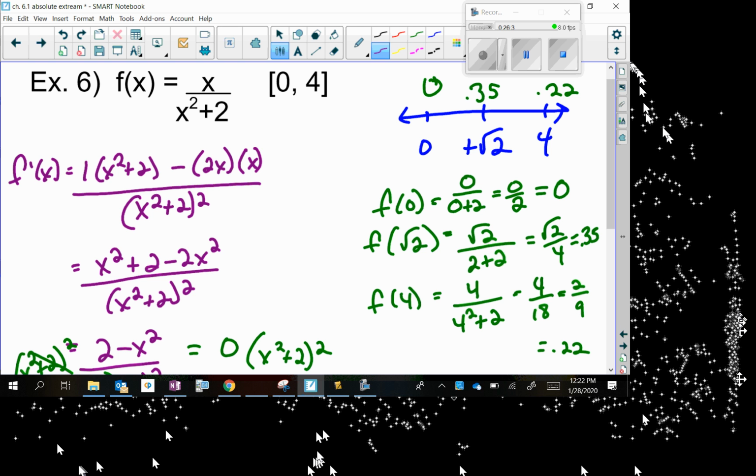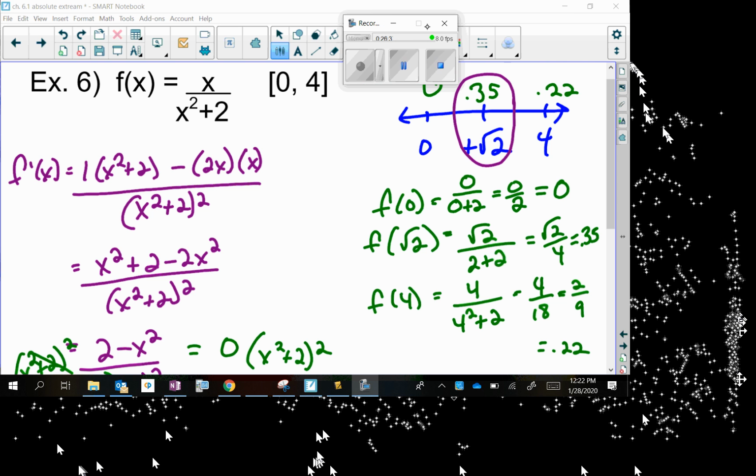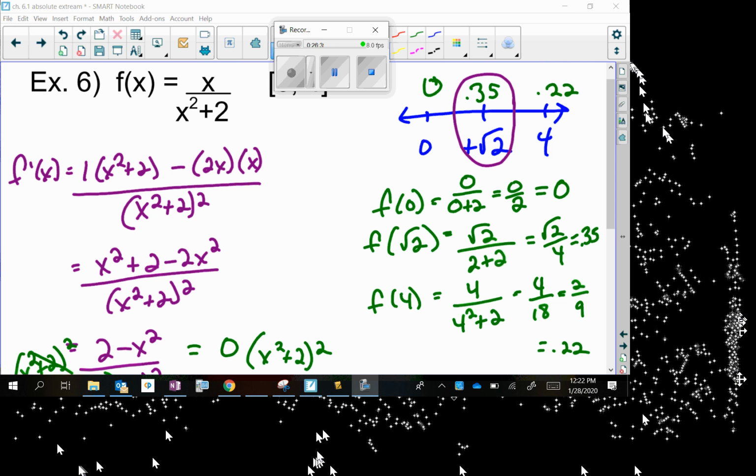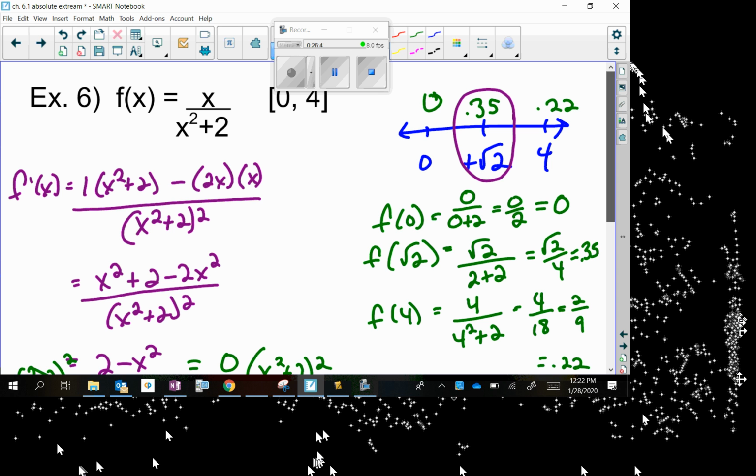So where's our max? And where's our min? Right. Yes. Everybody agree with that? So this is our max. And again, 0 is less than 0.22. So that's our min.